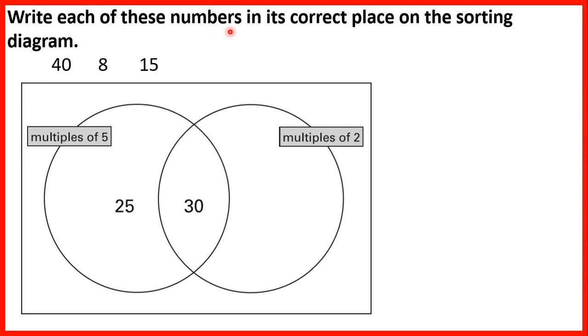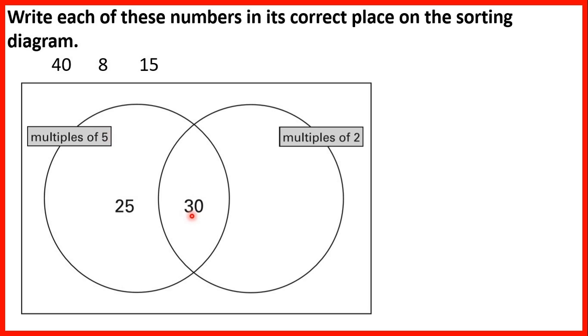Write each of these numbers in its correct place on the sorting diagram. We need to write 40, 8 and 15, and we have circles for multiples of 5 and multiples of 2. So remember, a multiple of a number can be divided by that number without giving a remainder. So 25 is a multiple of 5 because it's in the 5 times table, or can be divided by 5 without giving a remainder.